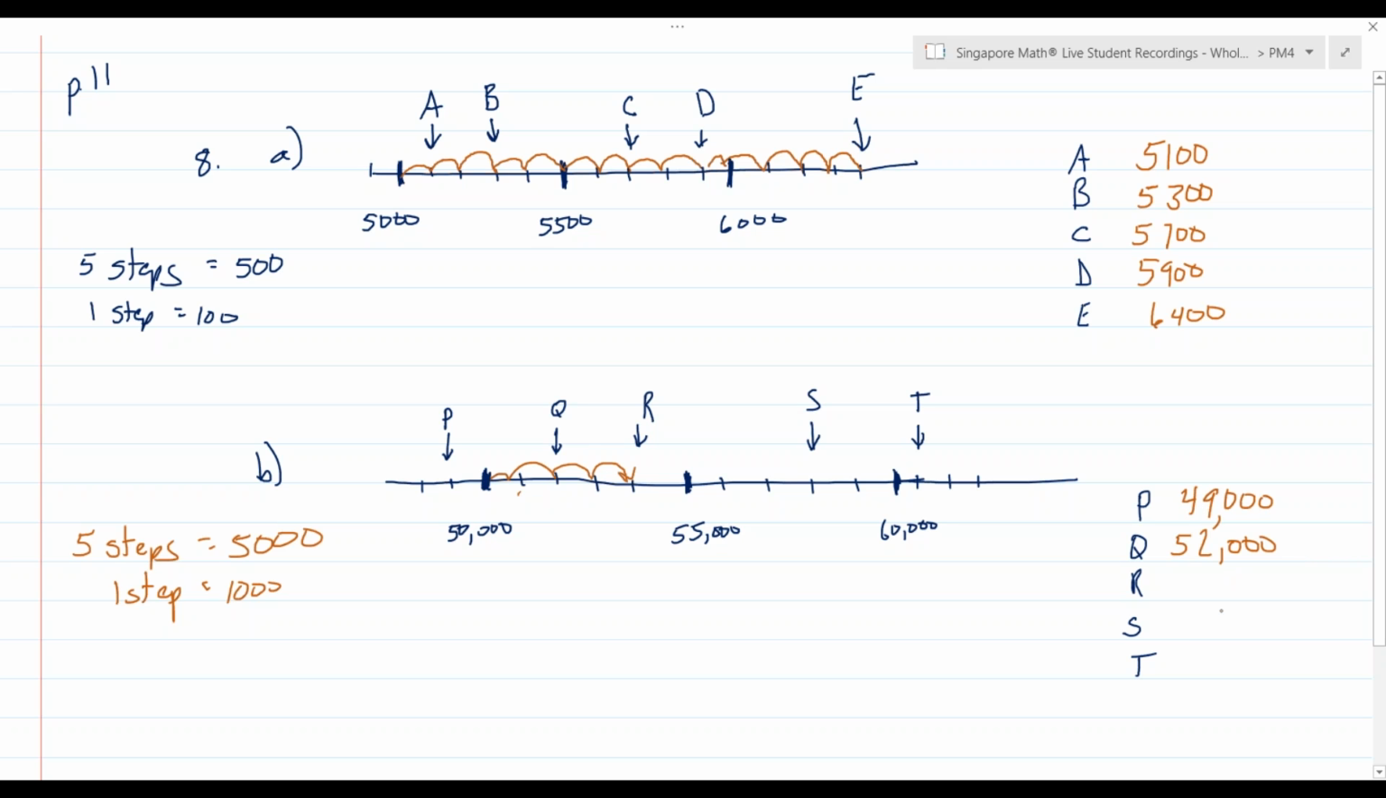53, 54,000 for letter R. Of course, this is 55. We knew that. That works. That's good. It's good to check and make sure. 55,000, 56,000, 57,000, 58,000.